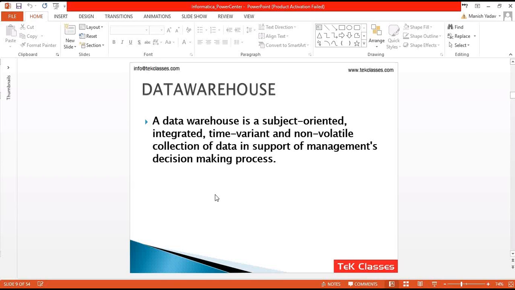It's integrated. Ultimately, what we are doing is integrating all the data and storing it at one place after cleaning it and after transforming this data. Time variant: a data warehouse is built over a period of time. It's an ever-growing process, and data will always increase in this.